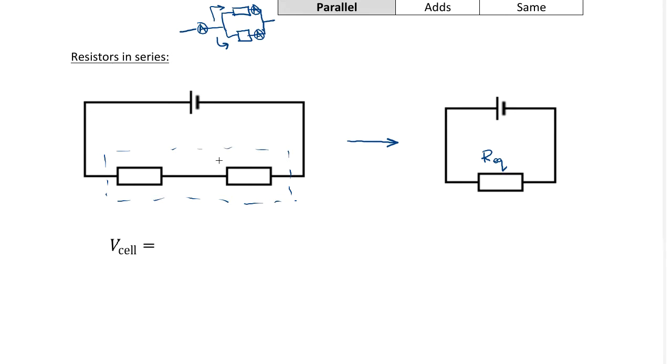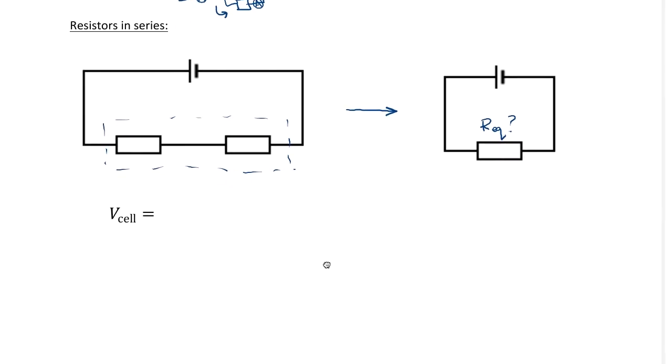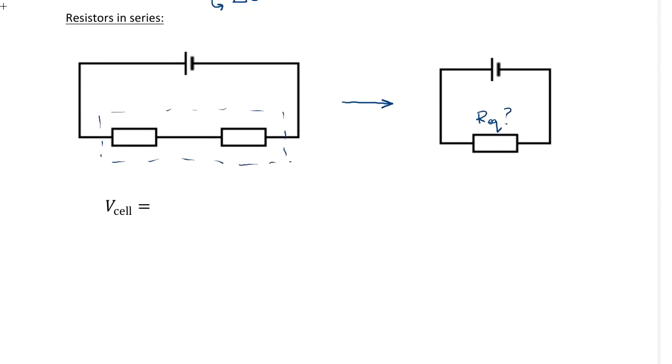So imagine replacing these two with one, and what would we need to put here so that from the perspective of the cell, it would look exactly the same? So if we think about the potential difference across the cell, in other words, if I were to put a voltmeter here across the cell, that potential difference has to be the same as the potential difference across these two resistors down here. And you can see that because the only difference between connecting down here and connecting up here is these wires. And if we assume that the wires have zero resistance, then there's no difference.